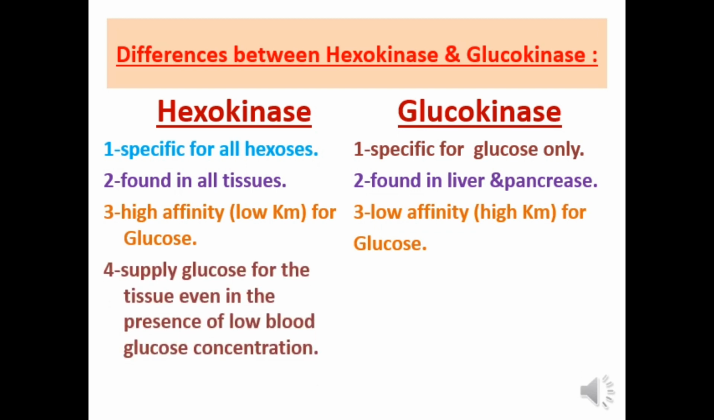Hexokinase supplies glucose for the tissues even in the presence of low blood glucose concentration. This is its function: to supply glucose even at low concentration. It does phosphorylation.